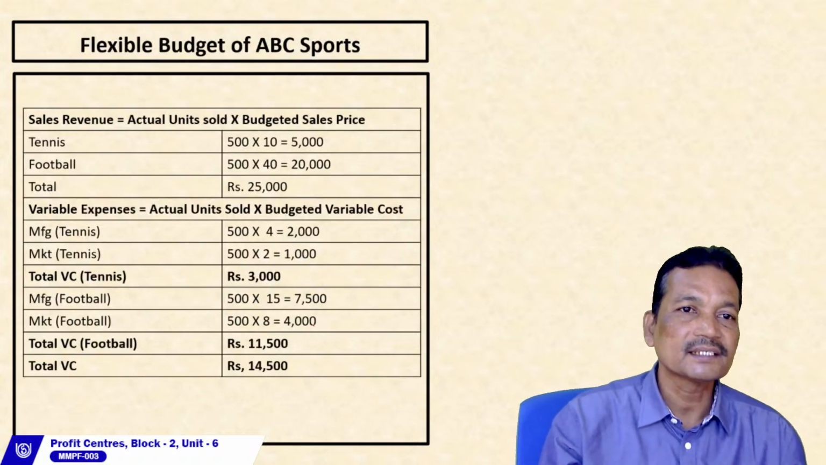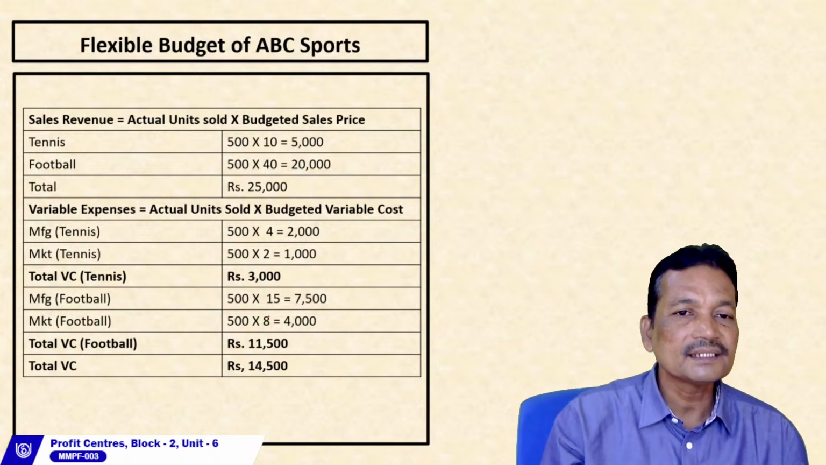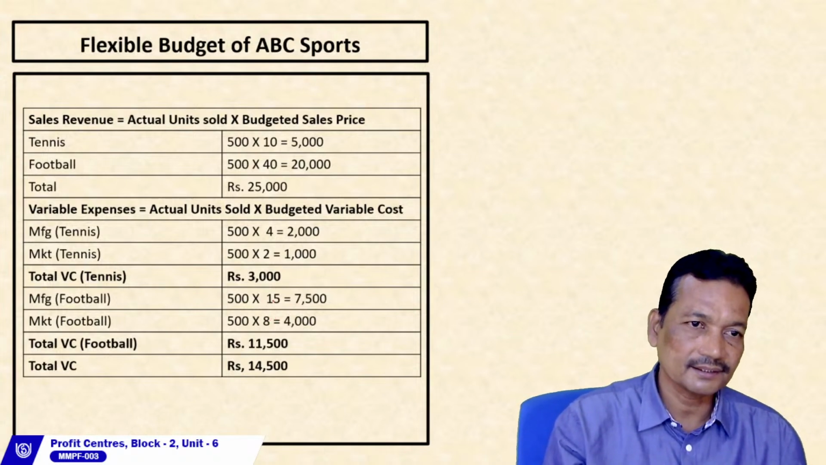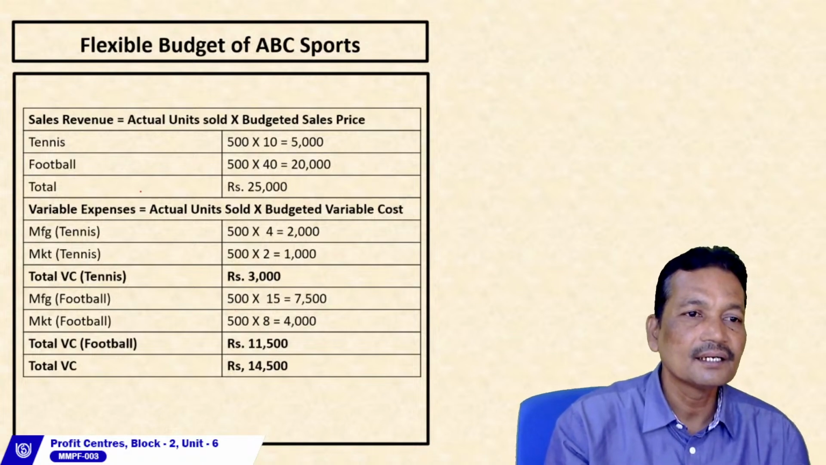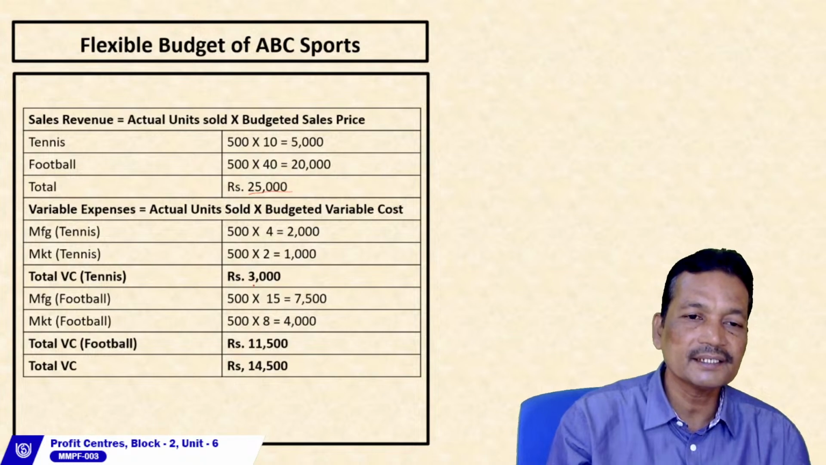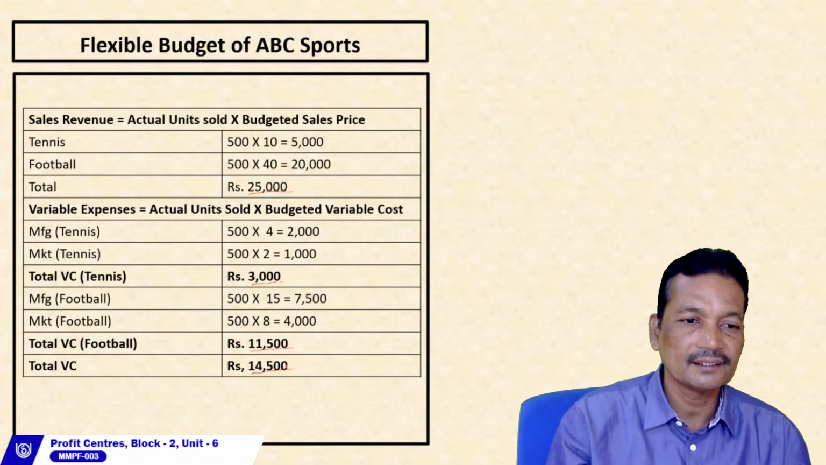Now we prepare a flexible budget of ABC Limited. Now this is based on the actual units and the budgeted prices. Now if you look at the tennis, we take the actual unit sold and budgeted sales price, total comes to 25,000. Similarly, the variable expenses for tennis was 3,000, for football it was 11,500. So total variable cost was 14,500.